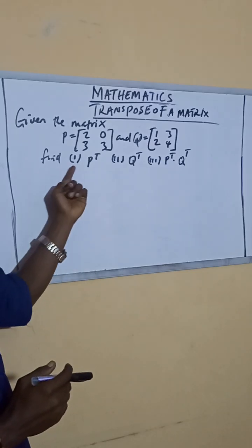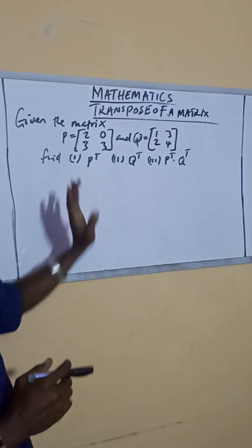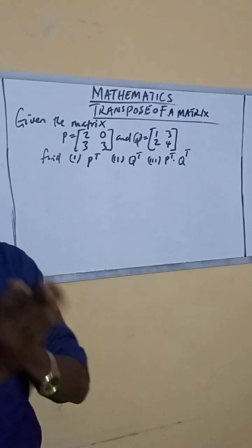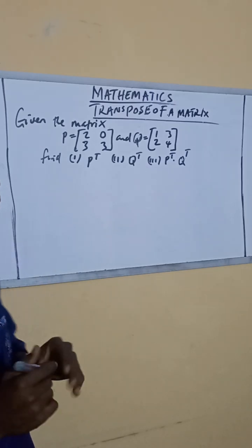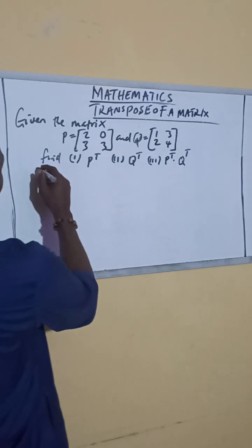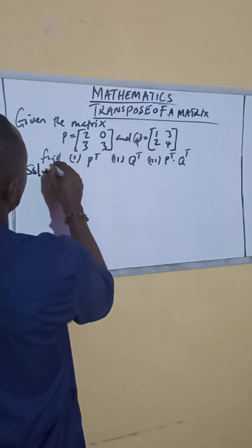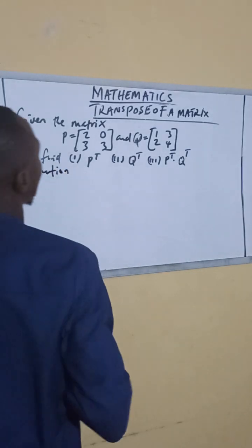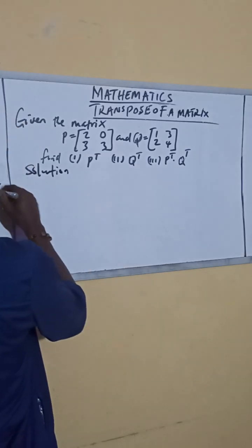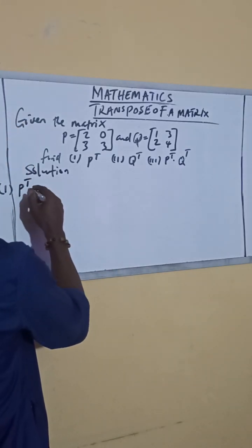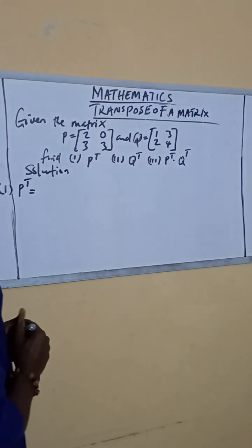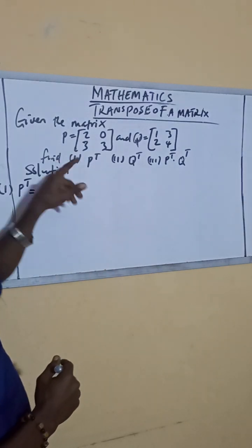So the first one they said, find the transpose of P. We should transpose P. Now, how do we transpose P? Let's do it now. Solutions. To transpose P, what we'll do is this. You can look at where is P?